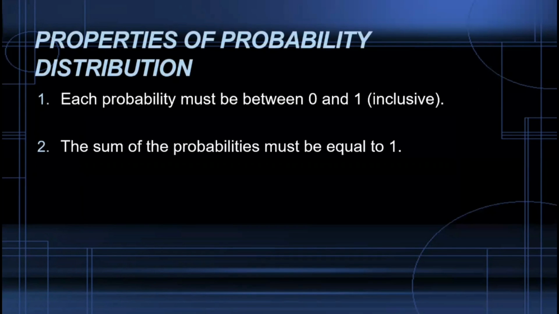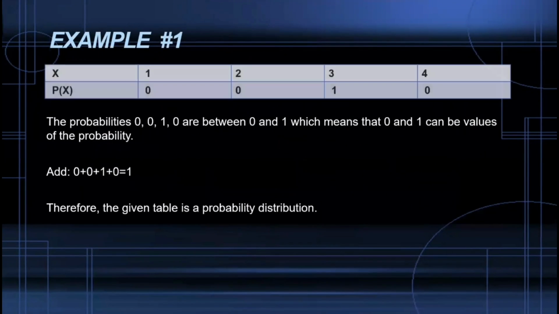Properties of a probability distribution. The probability must be between 0 and 1, and their sum should be equal to 1. Example: the probabilities 0, 0, 1, 0 are between 0 and 1, which means that 0 and 1 can be values of the probability. If we add them, their sum will be 1. Therefore, the given table is a probability distribution.